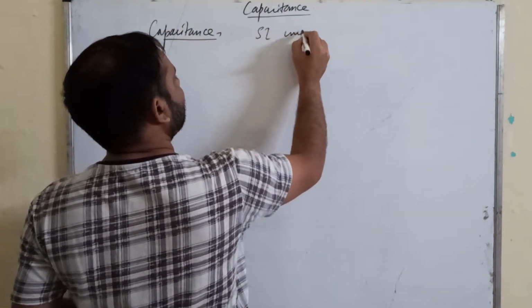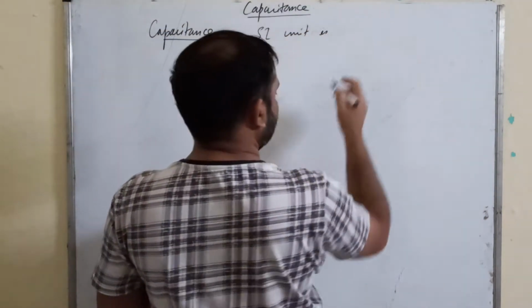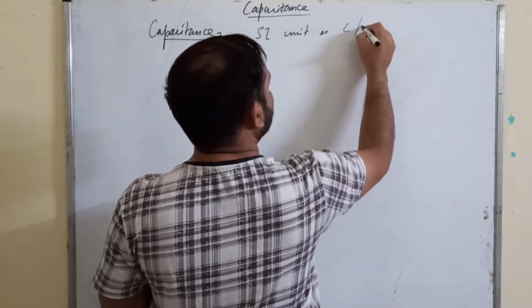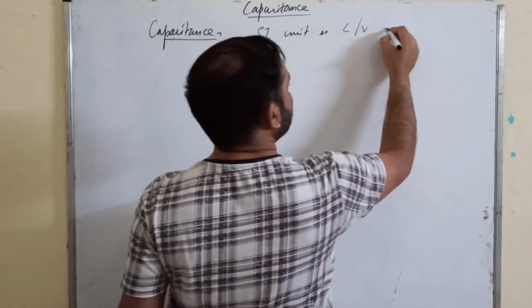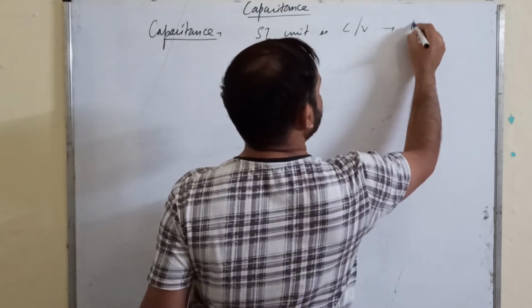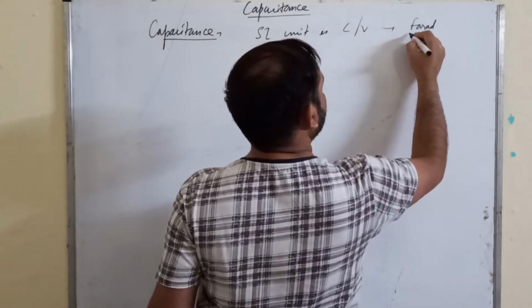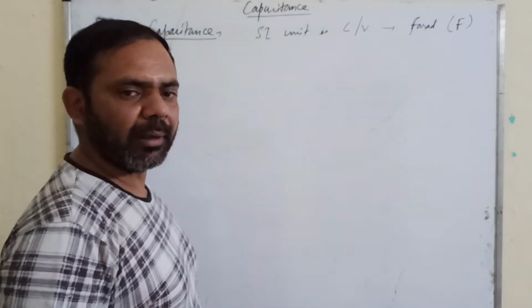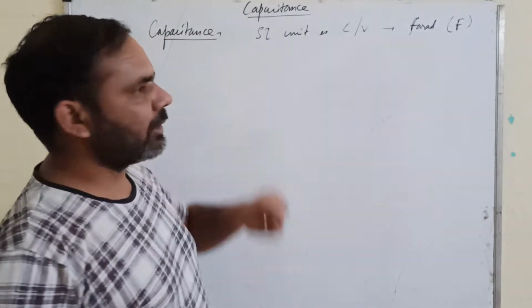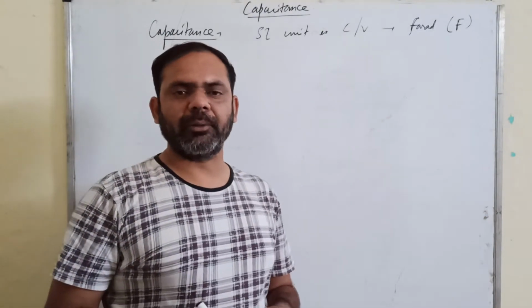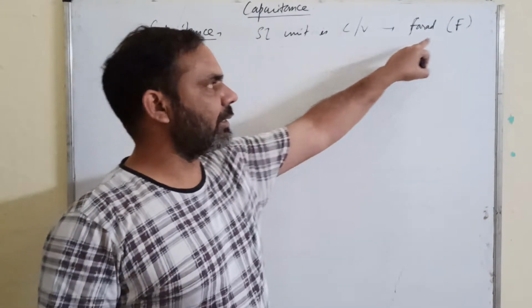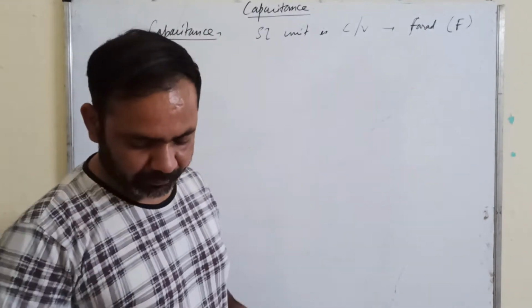The SI unit is now, C equals Q upon V. So Coulomb per volt, which is also called Farad, denoted by capital F. The SI unit is Coulomb per volt, which is equivalent to Farad, and the symbol for Farad is capital F.